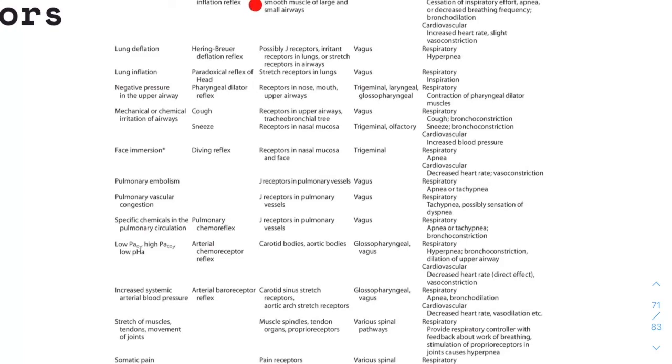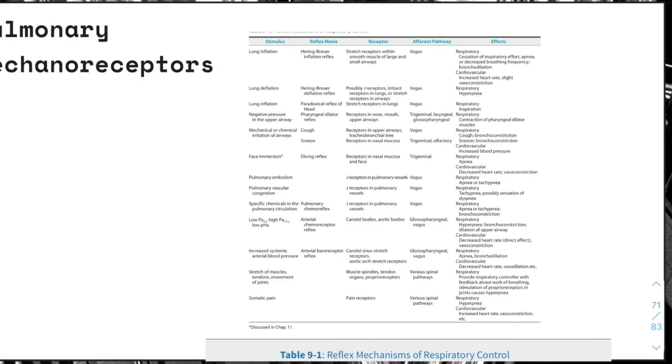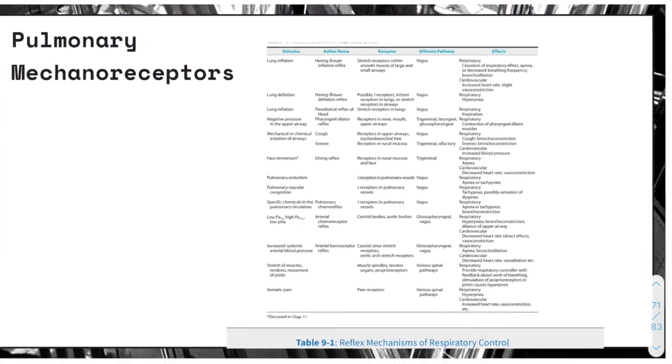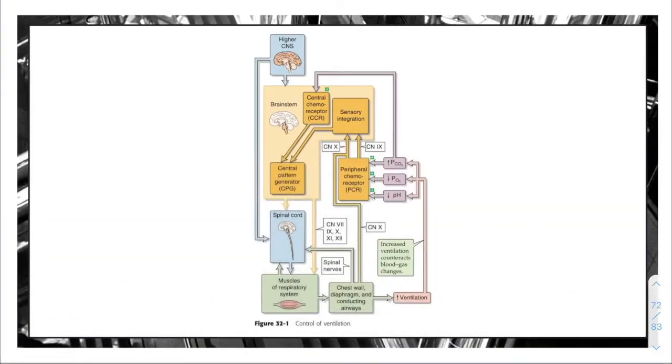So the stretch receptors within the smooth muscle of your large and smaller airways can cause a cessation of your inspiratory effort. Okay? So you have your lung deflation, the Hering-Breuer deflation reflex, possibly the J receptors or irritant receptors in the lung, through the vagus nerve, causing respiratory hyperpnea. So you have your mechanoreceptors that can also affect the pattern of respiration.